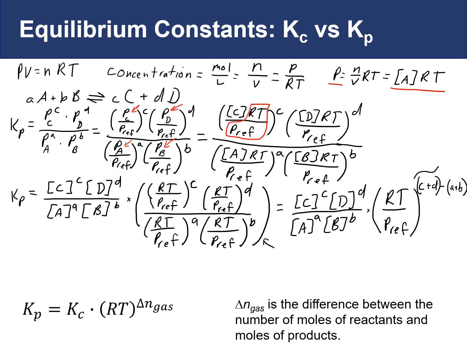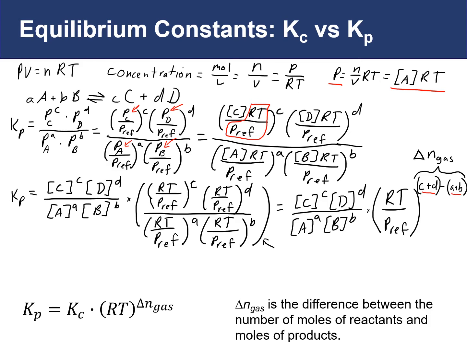This value here we will represent as the change in the number of moles of our gas, right? Because essentially it's the change in the difference between the number of gas molecules. It's the number of gas molecules in our balancing chemical equation for our products minus the number of moles of gas in our balanced chemical equation for our reactants.